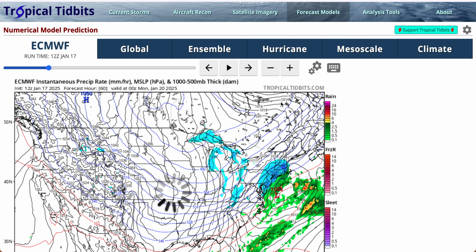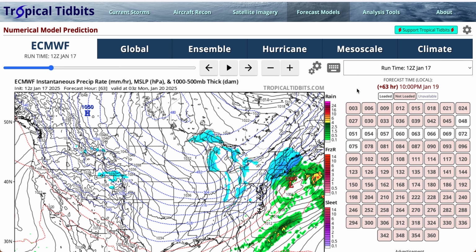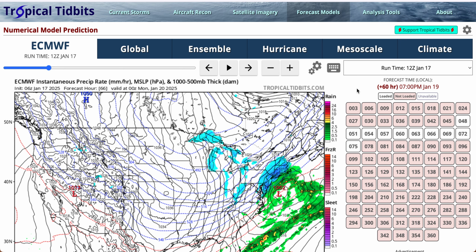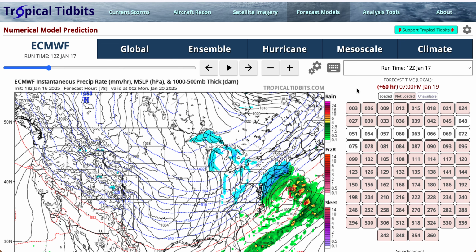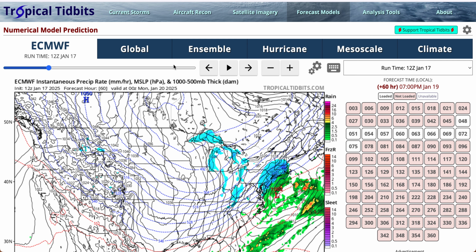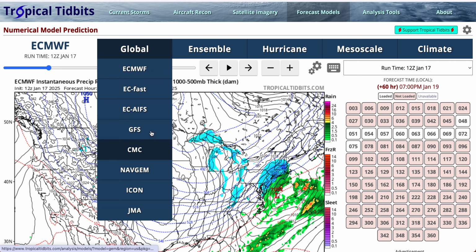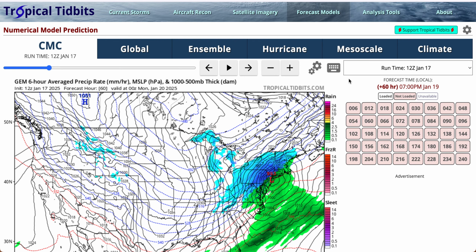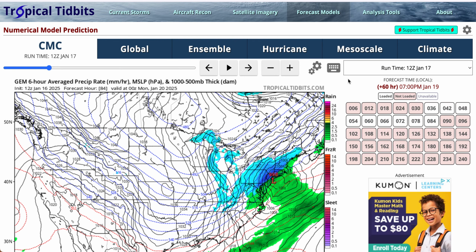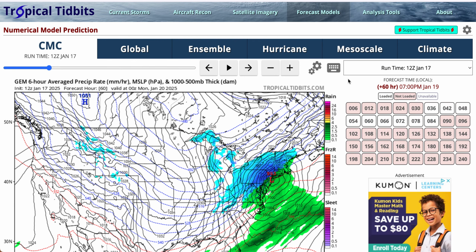All right, let's pull out the European real quick. Again, this is the 12Z run. The 06Z run is also very weak. The run before that, also very weak. The run before that, weak. So it's not even been trending, it's been stuck with this weak pattern. Whereas the Canadian has been sticking to this northwest pattern.